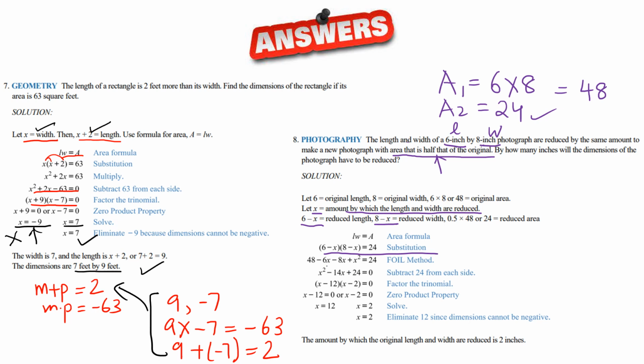Open it using the FOIL method. I will put the link in the description box. I have made a video on the FOIL method. If you want to see that one and get yourself reminded of the method, you may do that.